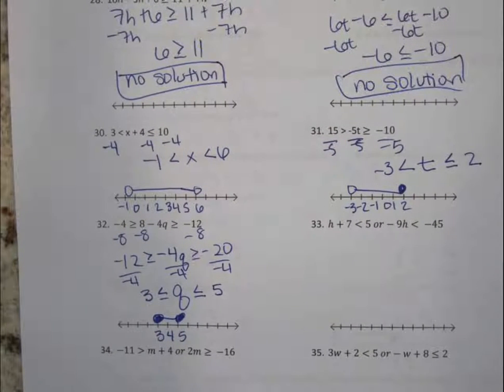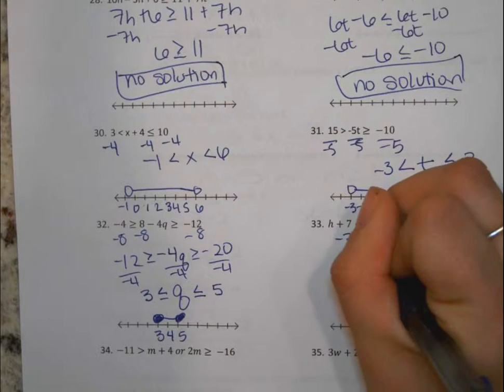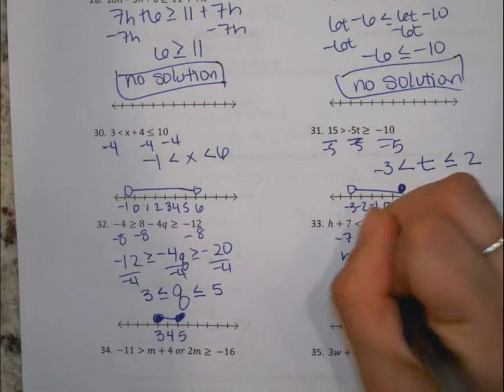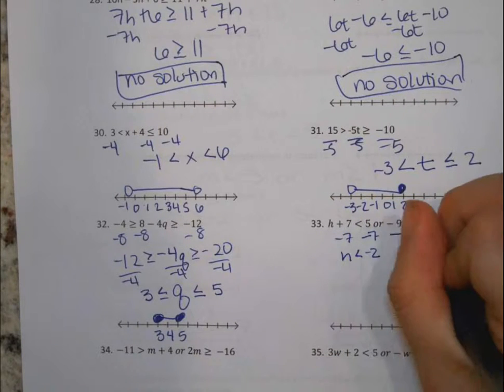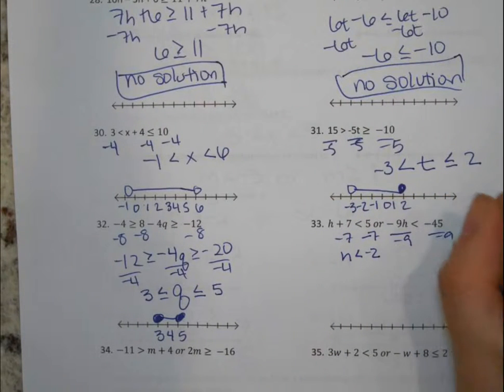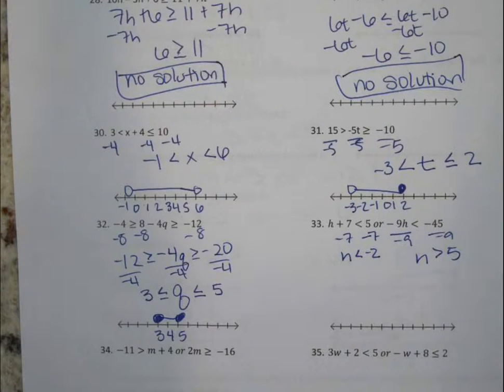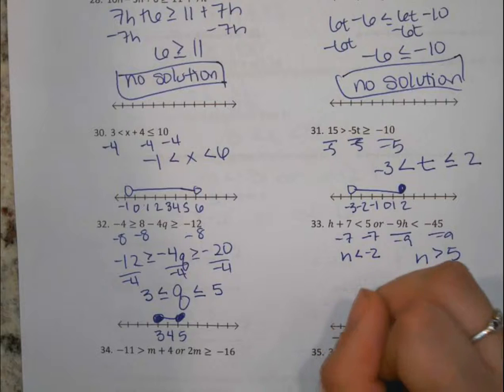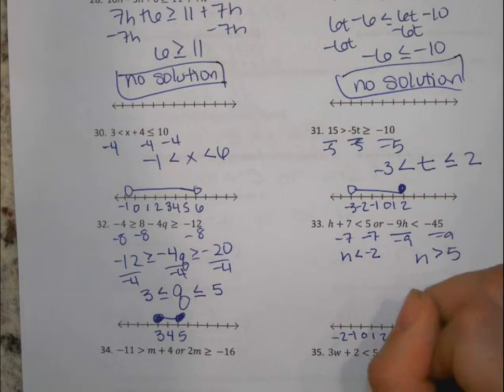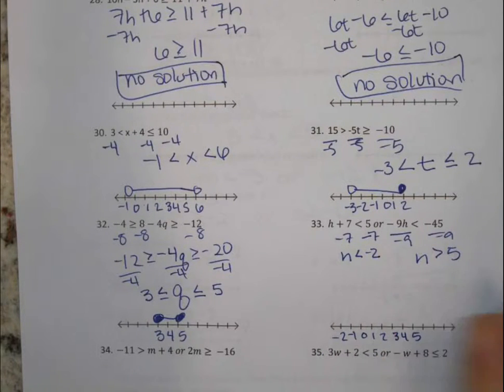Number 33 has an OR, so I'm going to solve these two separately and then graph them on the same graph. I start off by subtracting 7 on both sides. h is less than negative 2. On the second one, I divide by negative 9. I have h, the sign flips, and then 5. So h is greater than 5. They both are just greater than and equal to, so no line underneath, and then they point away because it said OR.